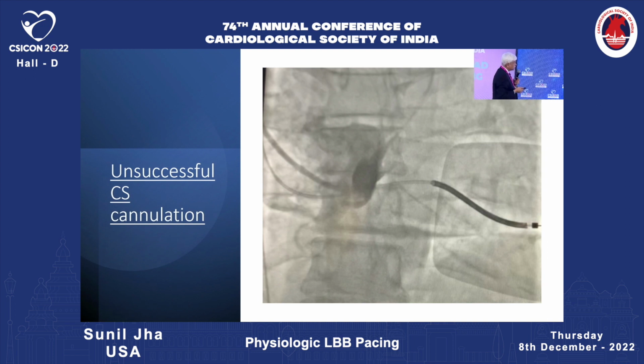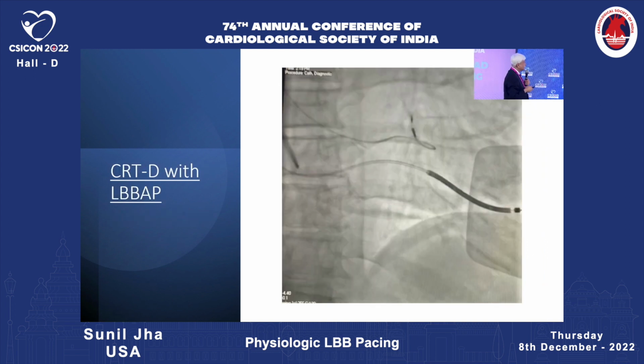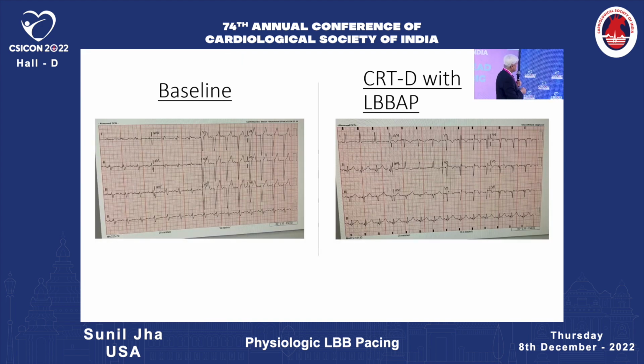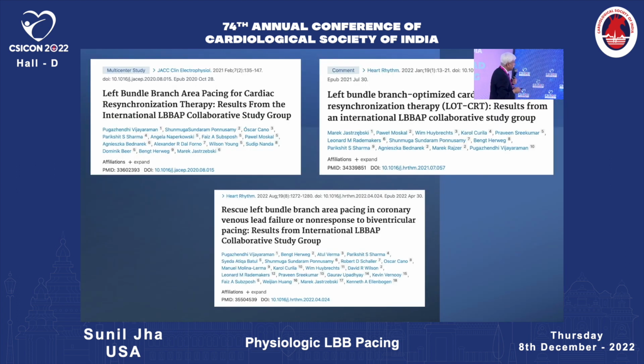Anyway, this was one of my patients. I could not cannulate the coronary sinus. Finally, we put the lead in the left bundle branch area. This was the baseline morphology, and this was when you pace by BiV pacing, compared with left bundle branch area pacing. V1 was narrow with a QR complex.